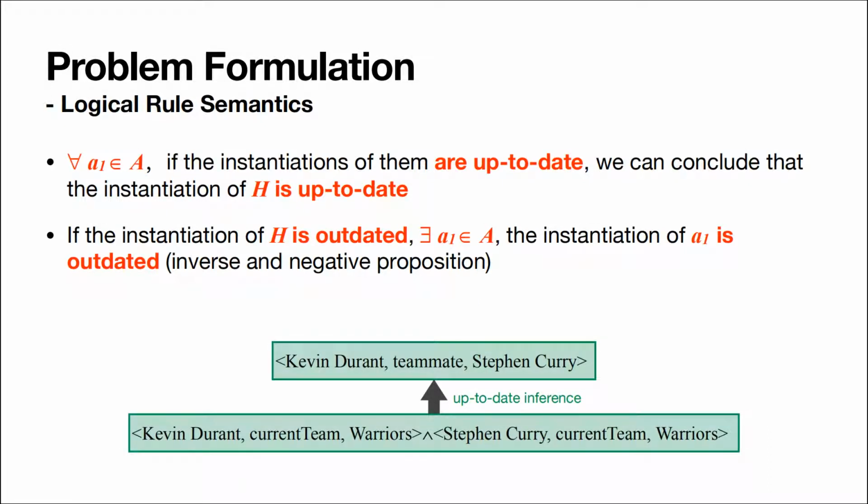Remember that the former instantiation tells us that Durant and Curry are teammates if they are all in the Warriors. Then, if Durant and Curry are no longer teammates, we can conclude that one of them have left the Warriors, but we don't know who. Actually, if the rule only contains two atoms, we can safely infer that the body's instantiation is out of date.